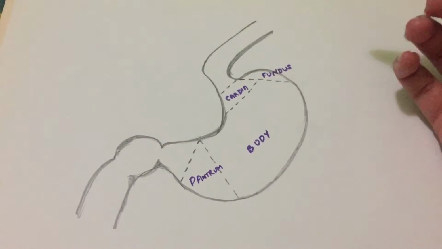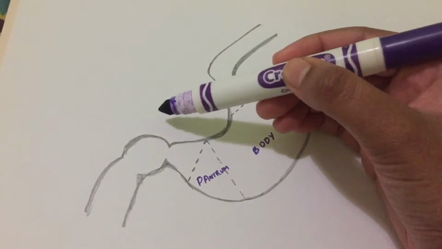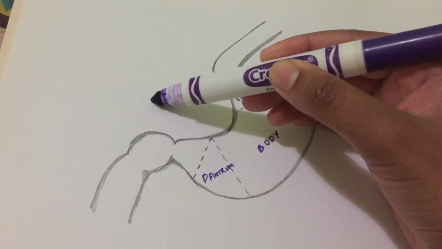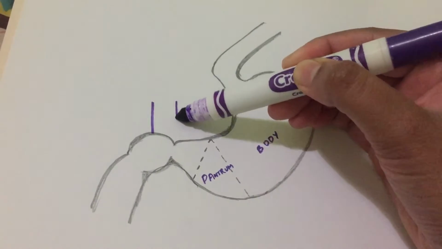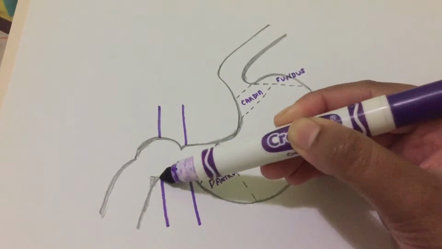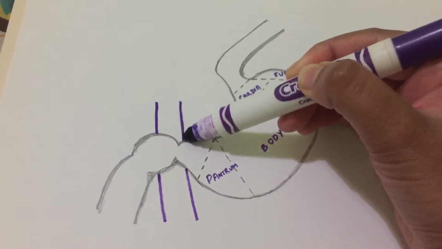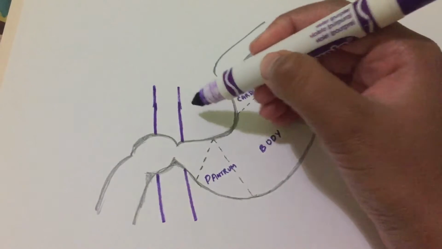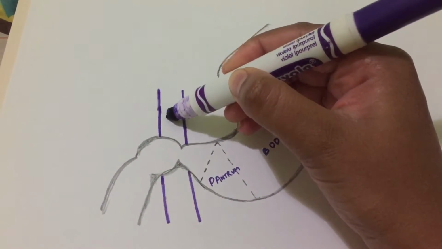the abdominal aorta, which supplies blood to the stomach. So let's draw the abdominal aorta. It passes where? So this is the abdominal aorta, and it gives off branches like the celiac trunk. I'm going to draw it in blue.